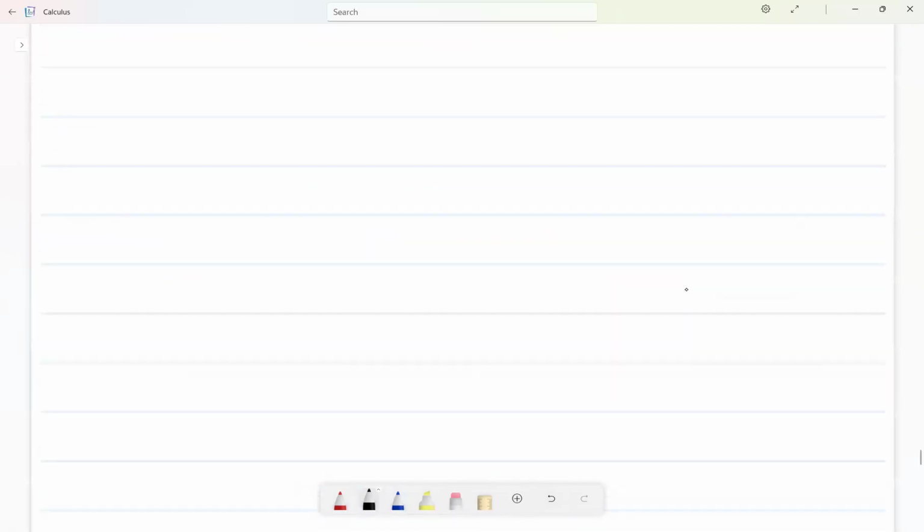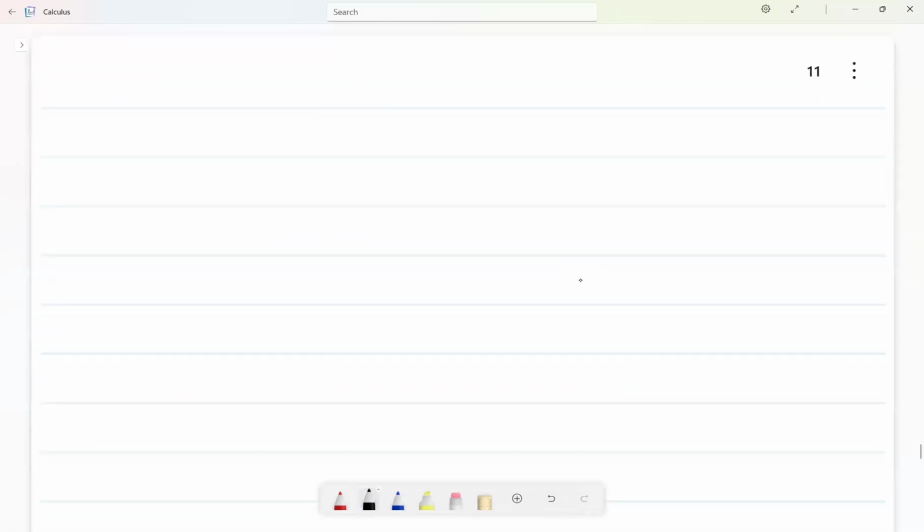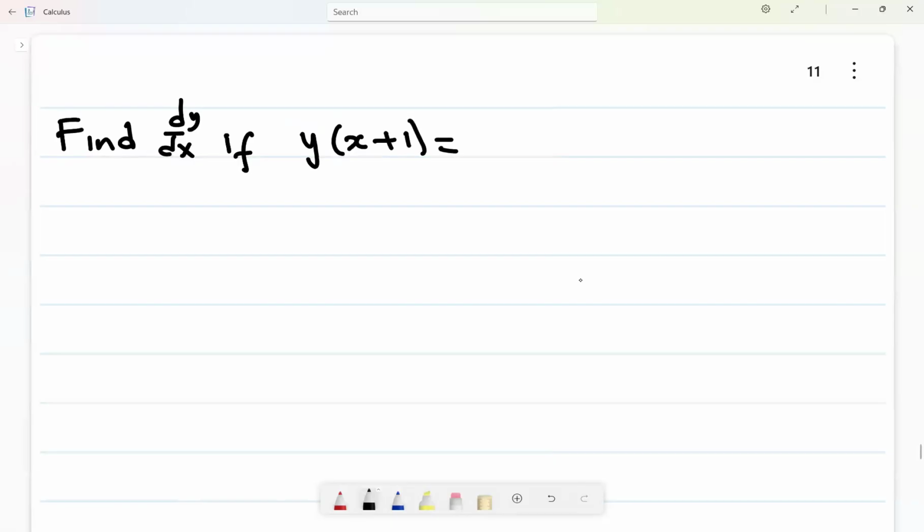Rules of differentiation. The catch might come now when the examiner says, wait, let's try. Find dy dx if y times x plus 1 is equal to 3x squared plus 4x plus 1.